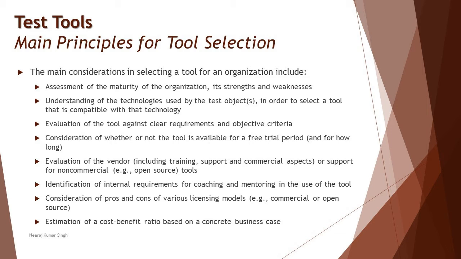Also consider the various pros and cons of various licensing models, because sometimes you do find open source, which might consume some time to set up, or you may find commercial tools which are easy to set up, but yes, it invites a cost on the license side. Then on top of it, if you talk about various types of licenses, sometimes you get seat licenses, sometimes you get concurrent licenses. So we need to understand the different licensing models also on which it depends. Also estimating a cost benefit ratio based on the concrete business case, that is, how exactly this new tool is going to return us the benefit compared to the cost which you are investing.